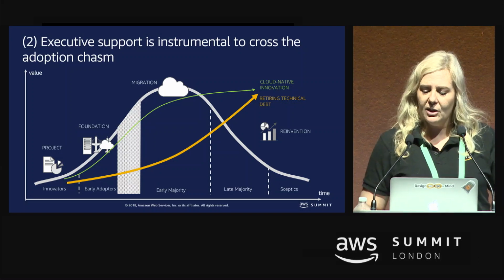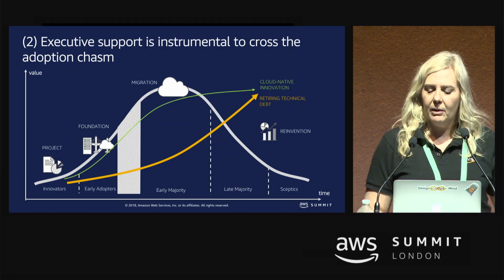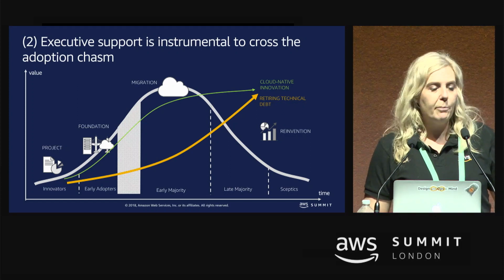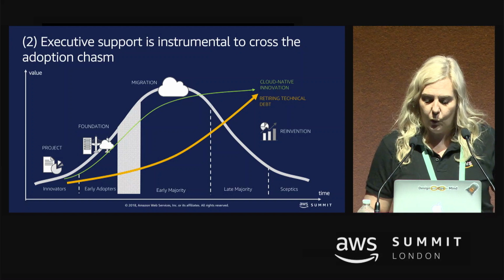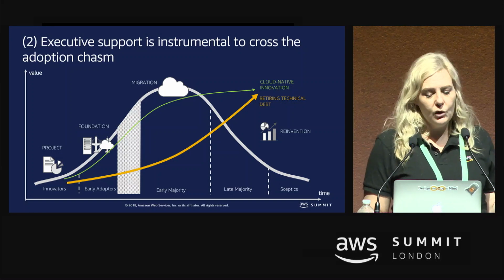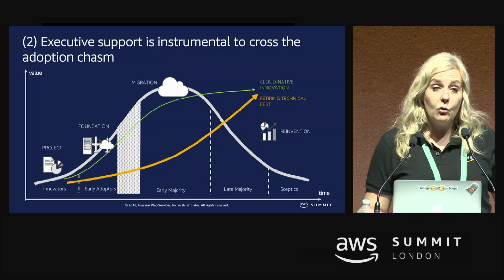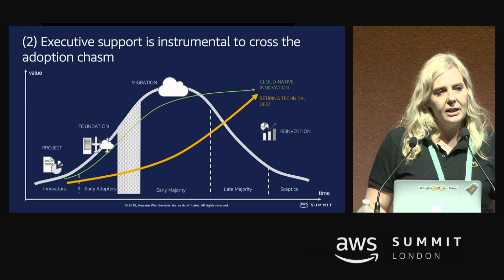The value of the cloud is normally seen in a very short space of time, but to take it to the next level and further accelerate, it's really important to secure executive support. This will enable you to cross the chasm and really begin to accelerate your migration journey, retiring technical debt and starting to innovate again.